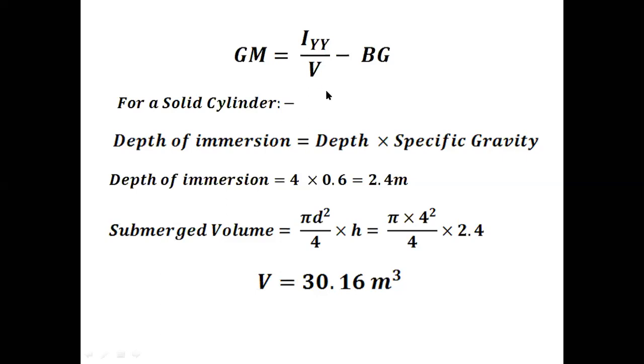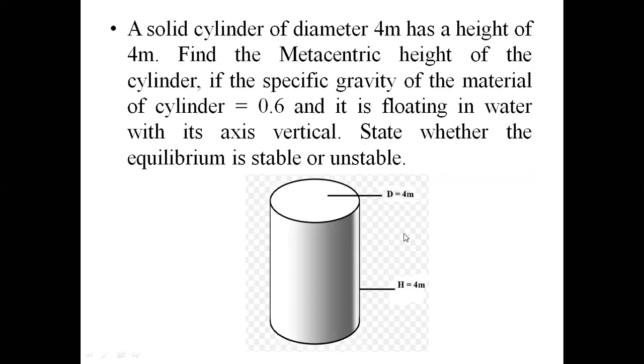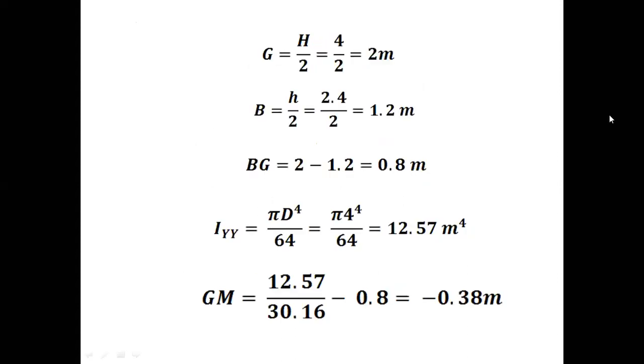And then always the CG value, sometimes he might give you the CG value, or sometimes he might not give you the CG value. Since it is a solid cylinder, the height we are going to take as 4 meter. The 4 meter you are going to divide by 2, that will be the center of gravity. And once you know the center of gravity, calculate the position of the buoyancy. Whatever the depth of immersion, just divide it by 2, you are going to get the point of buoyancy. Then subtract the center of buoyancy from the center of gravity, you are going to get the BG value.